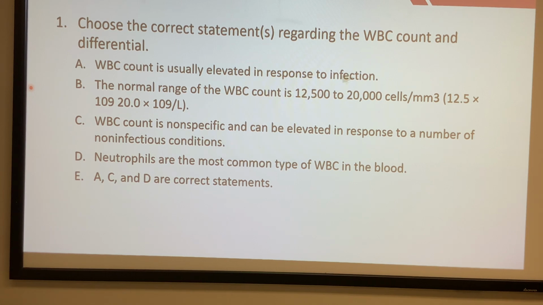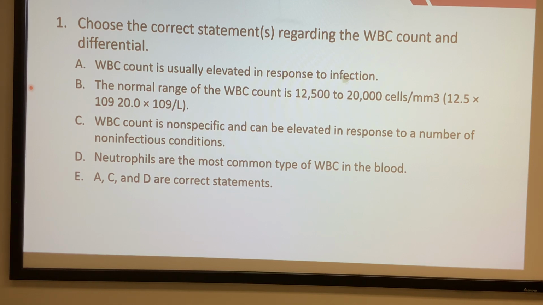Anyone wants to read and answer the question? Choose the correct statement regarding the white blood count and differential. A. White blood count is usually elevated in response to infection. B. The normal range of the white blood count is 12,500 to 20,000 cells per mm3. C. White blood count is not specific and can be elevated in response to a number of non-infectious conditions. D. Neutrophils are the most important type of white blood cells in the blood.